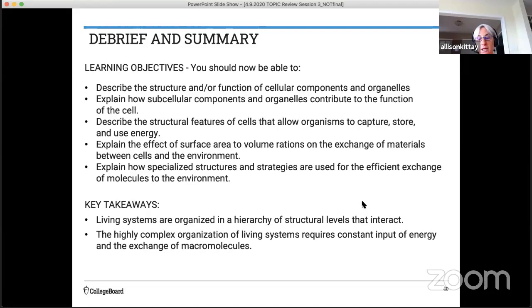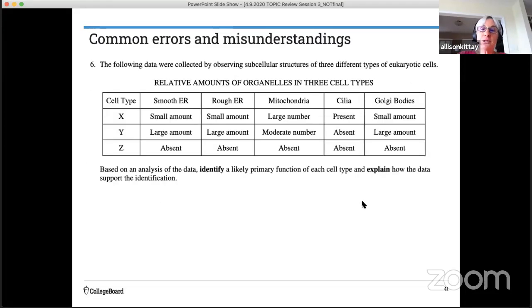All right, before I give you your homework, let's take a look at some common errors and misunderstandings. This was an AP exam question about cell structures. And then I want to share with you some global things that students did when they responded to this question that readers noticed when scoring it. So you're given a data table, and the data table has 3 types of cells: cell type X, cell type Y, cell type Z. And then you've got the relative amounts of organelles in the 3 cell types.